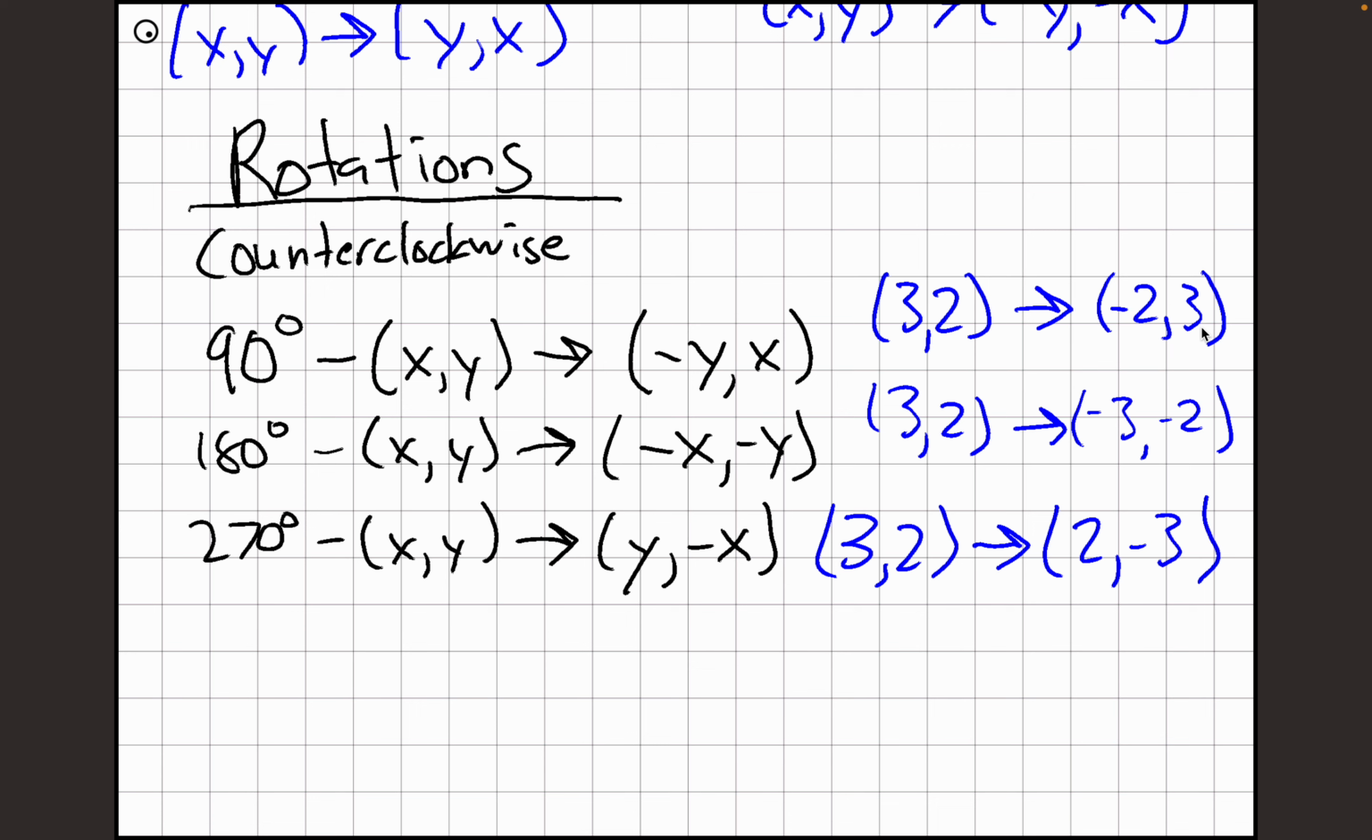If I said 90 degrees clockwise, what would that be the same as? That's 90 degrees counterclockwise. What if I said 90 degrees clockwise? It would be the same as 270 counterclockwise. Okay? So just know this is the same as 90 degrees clockwise.